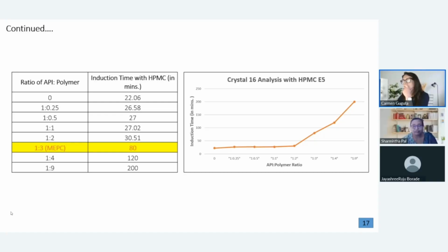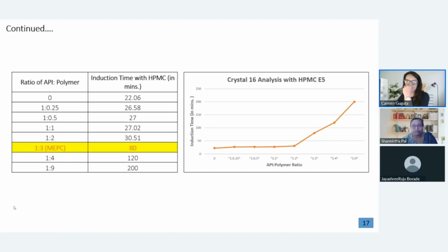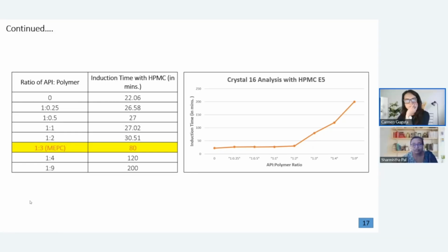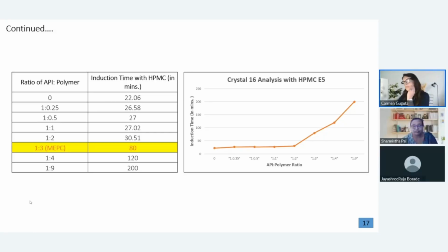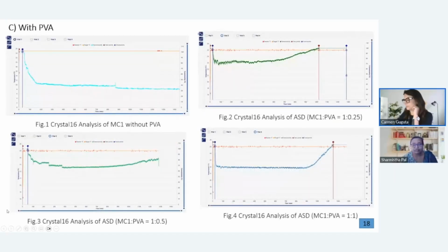If we move beyond 1:3, at 1:4 and 1:9, although the stability is maintained, the improvement is not proportionately significant. So 1:3 is identified as the MEPC, the minimum effective polymer concentration for HPMC, as it effectively maintained the supersaturation and delayed the crystallization, while higher concentrations only showed diminishing returns without meaningful shift in the LOC. Please go to the next slide.